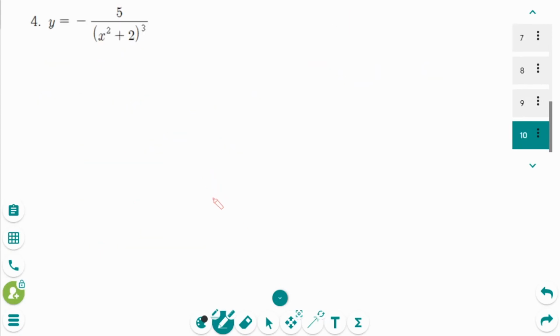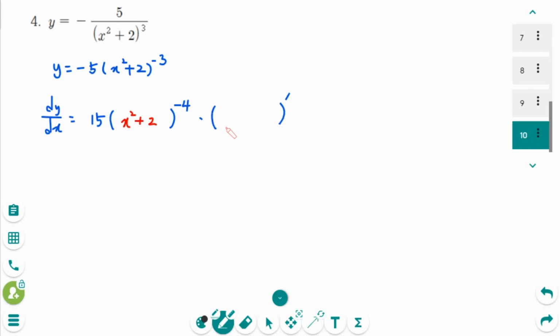This is the last question. We can rewrite as y equals minus 5 times (x squared plus 2) to the power of minus 3. Use the power rule, the derivative of the outer function first. dy/dx equals minus 5 times minus 3 is 15 to the power of minus 4. Then times derivative of the inner function. Keep the inner function x squared plus 2.